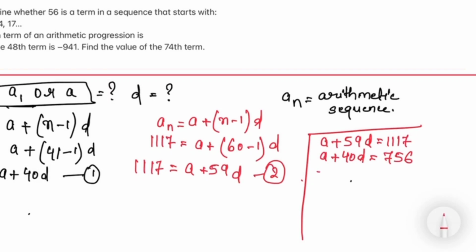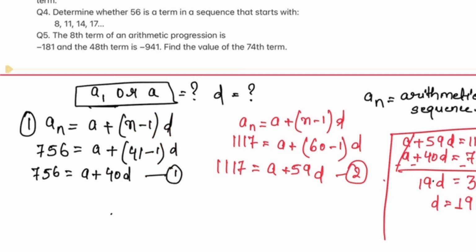Can we write it like this? Yes, we can. Now we'll just change the signs. So plus minus cancelled. Now 59 minus 40 will be 19D equals 1117 minus 756, which is 361. So D would be 361 divided by 19. So D equals 19.